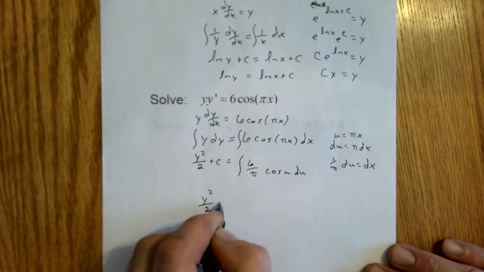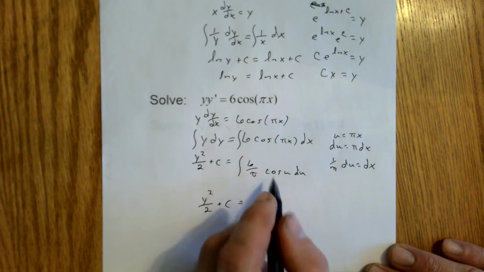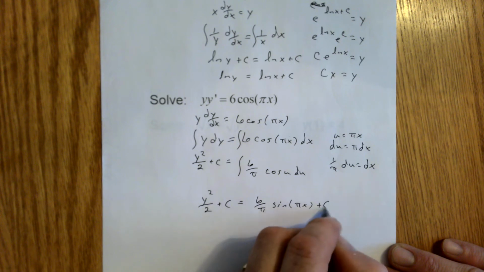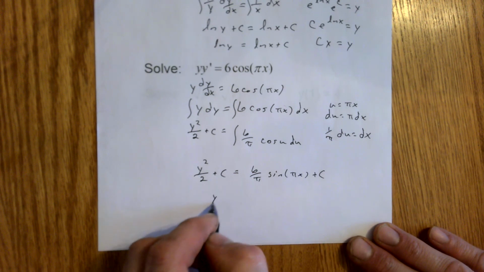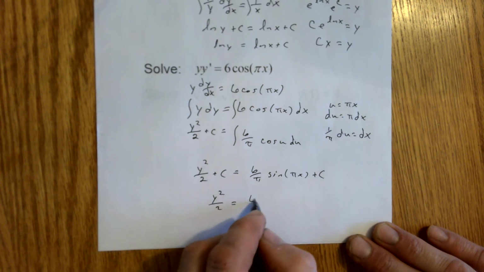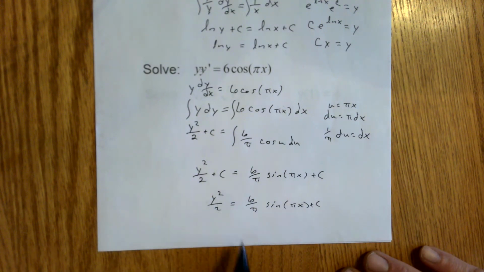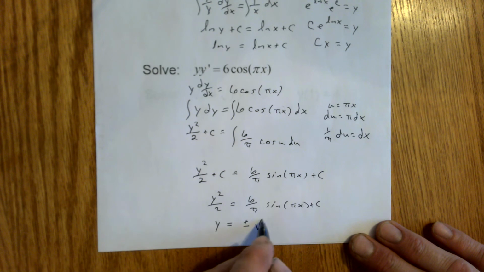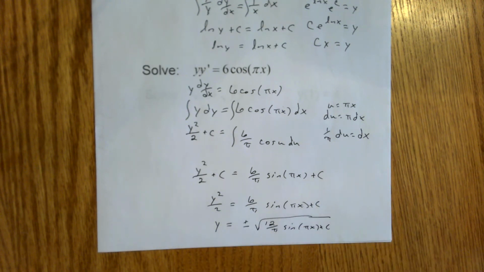So I have y squared over 2 plus c equals 6 over pi, that's a constant. And the integration of cosine is going to be sine of my u, which is pi x, plus my c. Again, that plus c and this plus c can come over. They don't cancel. Of course, they don't cancel. They're just going to combine into another different c. And now I'm going to go ahead and solve for y. So I'm going to multiply by 2 and then take the square root. So y is going to equal plus or minus the square root of 12 over pi sine of pi x plus c. And that's going to give us our answer.